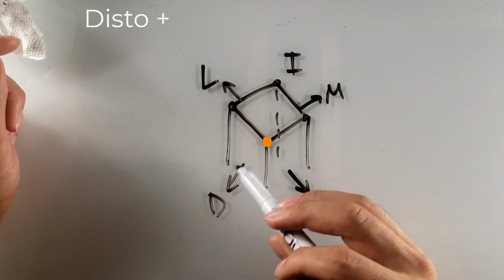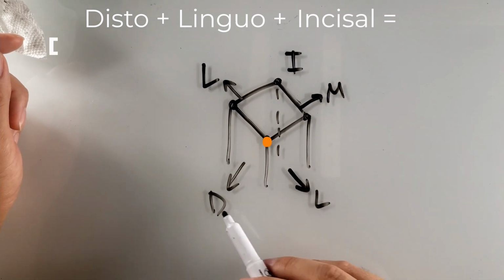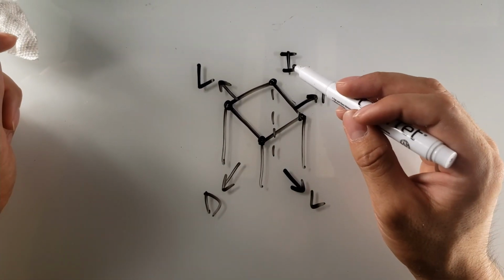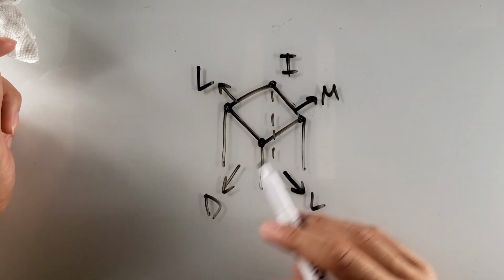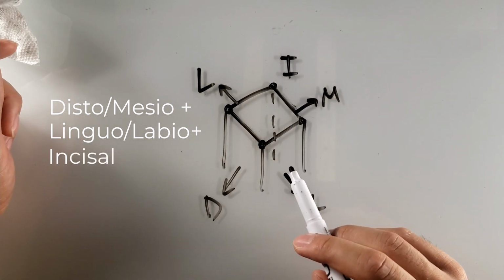So here, we're distal, we're lingual, we're incisal for all of them, so it would be the disto-linguo-incisal point angle. We're always ending with incisal. It always goes distal or mesial, lingual or labial, and then ending with incisal.